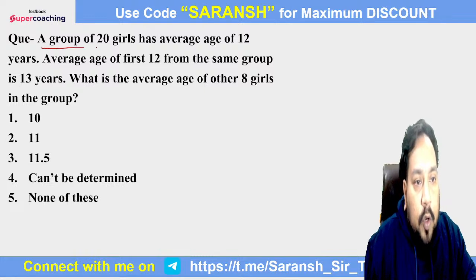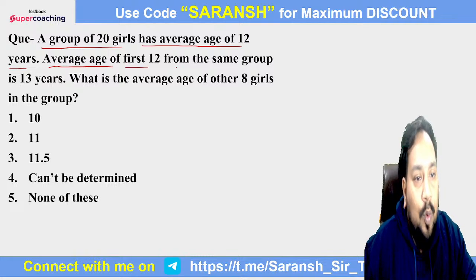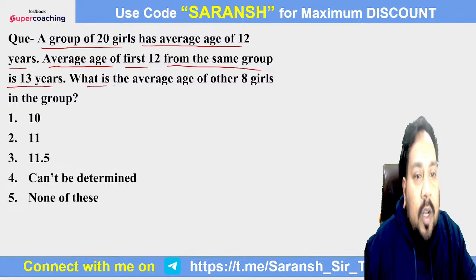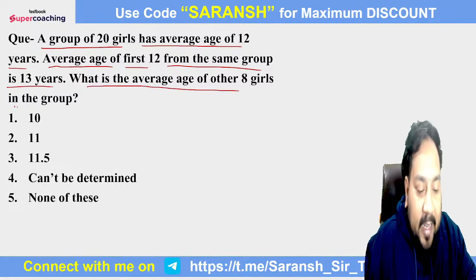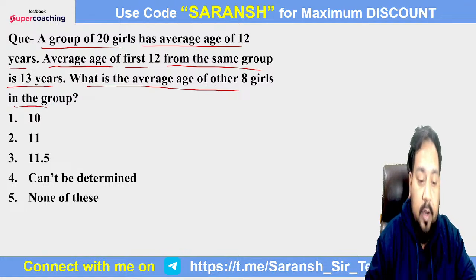A group of 20 girls has an average age of 12 years. The average age of the first 12 girls from the same group is 13 years. What is the average age of the remaining 8 girls in the group? Tell me, how will you calculate it?